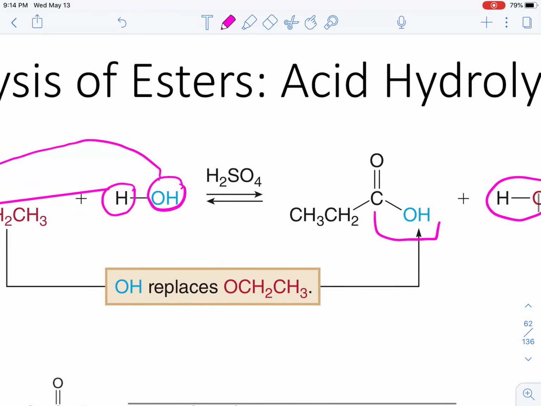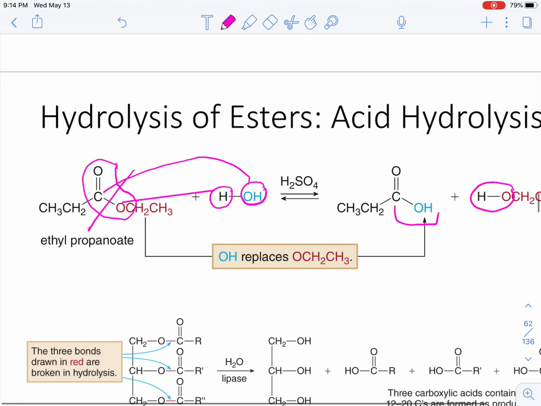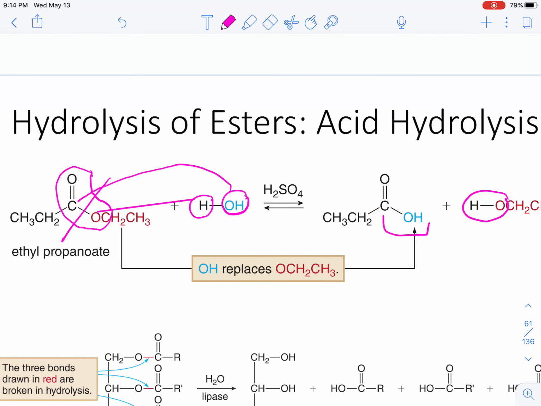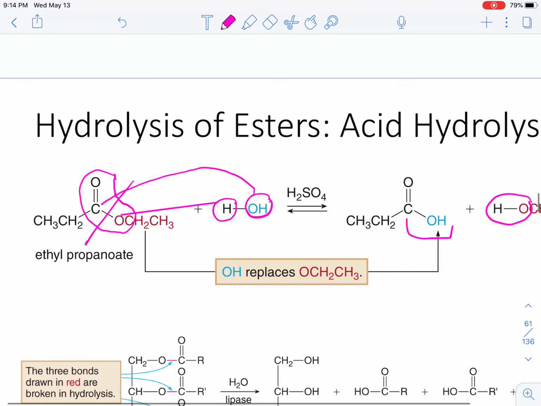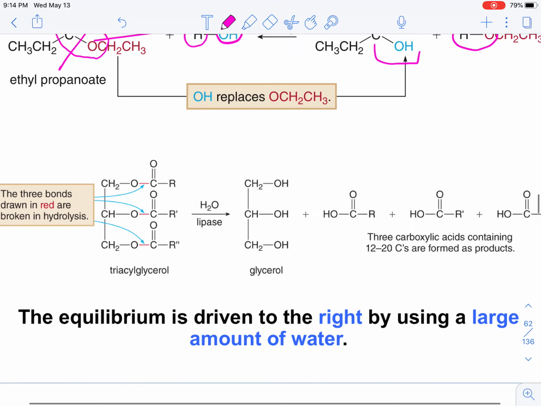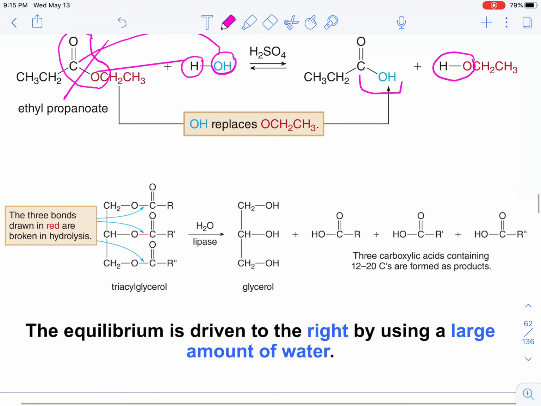So here we have a separation of an organic compound into two products. So one might say that this is an example of a decomposition reaction, whereas esterification is an example of a synthesis reaction for organic chemistry. And so overall, the equilibrium is driven to the right by large amounts of water.